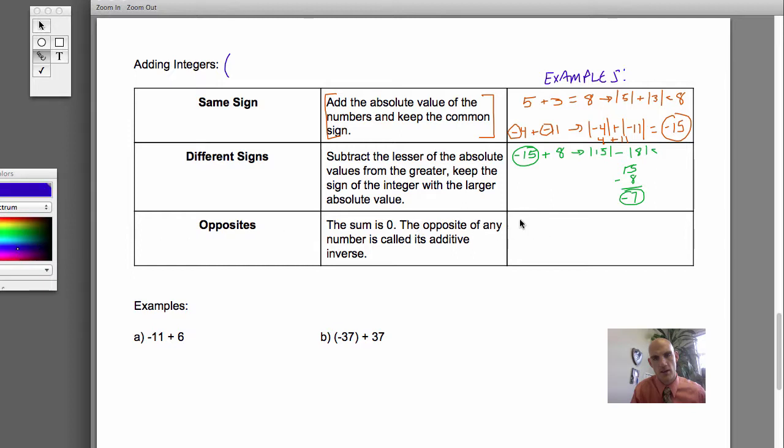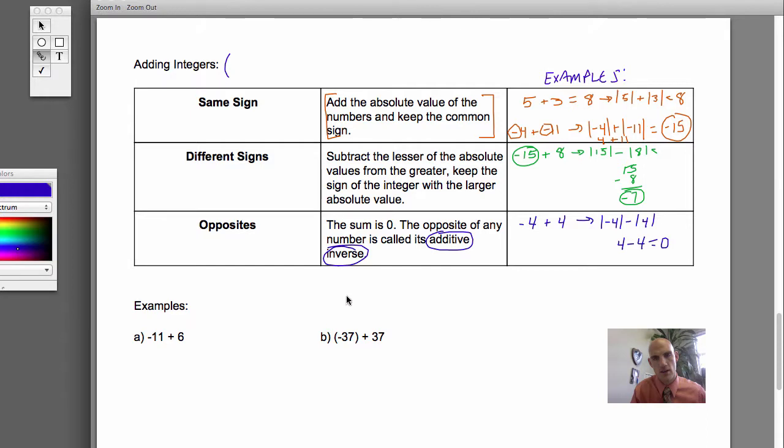Let's talk about opposites for a second. Opposites look like this: negative 4 plus 4. Well, different signs, so what we're going to do is the absolute value of negative 4 minus the absolute value of 4. So I have 4 minus 4 equals 0. Anytime you add opposites, you end up with 0. They're called the additive inverse. It undoes it. So the additive inverse is the opposite of a number.